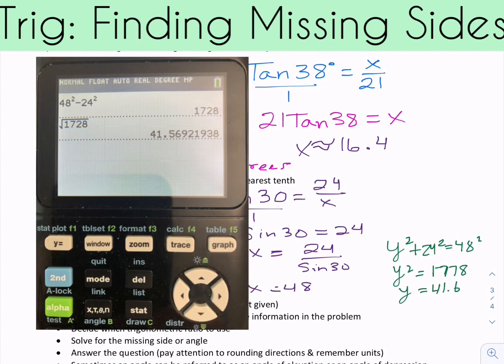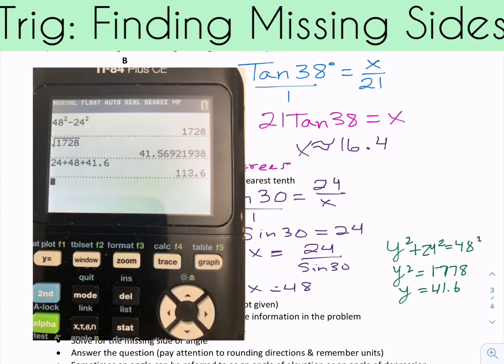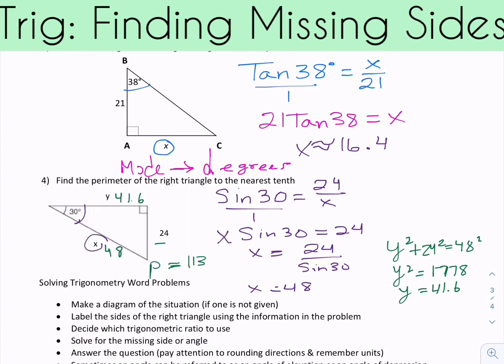So, in order to find the perimeter, I need to add up all three sides. So the addition of 41.6, which is this side, 48, which is this side, and 24, which we have, is going to give us a perimeter of 113.6.